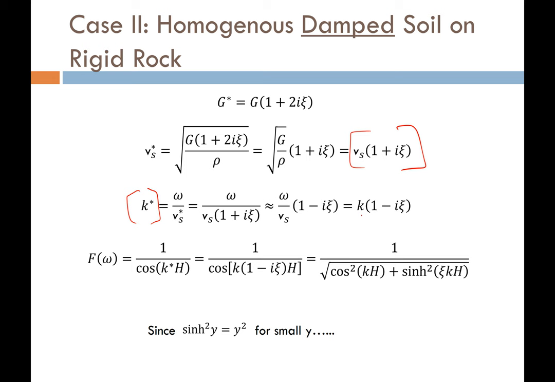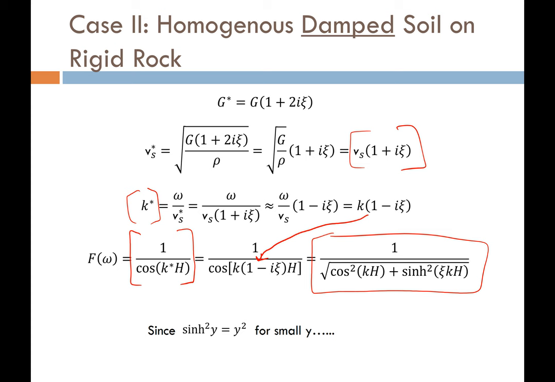So I can take then my solution for the undamped case, which remember was just 1 over the cosine of the wave number times the thickness of my layer. And instead of having just the regular wave number, now I'm going to have the complex wave number. And I can simplify that by substituting this in right here for the wave number. And I end up with this nice little equation right here.